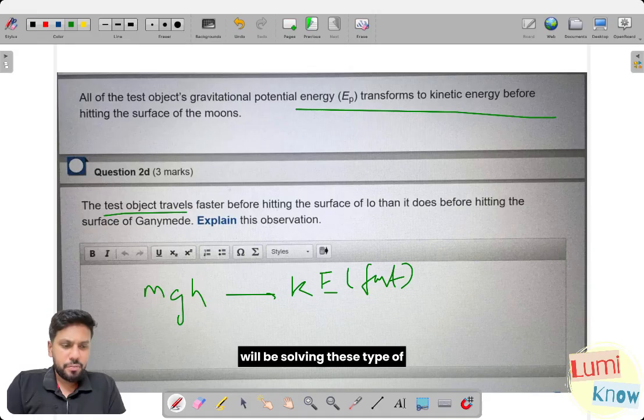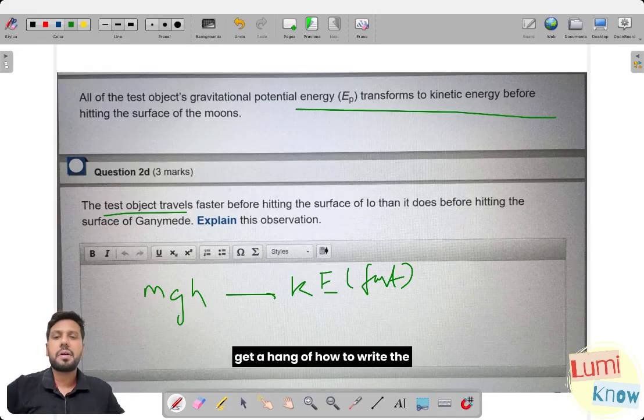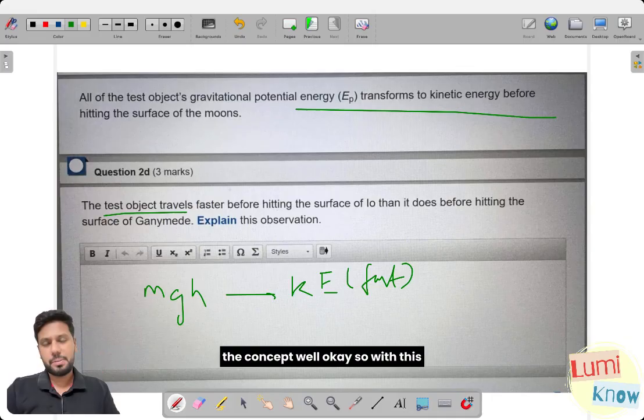Now I will be solving these types of questions every week so that you get a hang of how to write the answer well and how to understand the concept well.